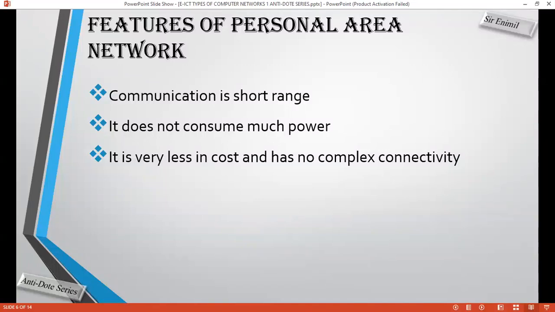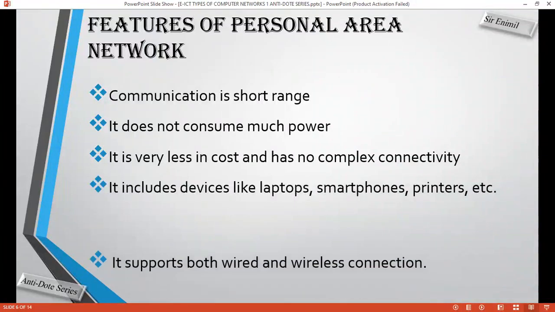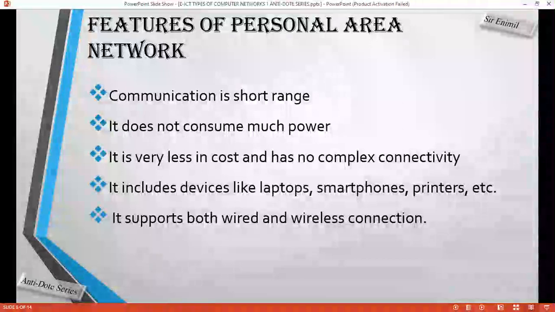So your smartphones, your Bluetooth devices, they are always easy to get. They're always available, not really expensive as compared to the switches and the other things that we need in the other types of networks. Then it includes devices like laptops, smartphones, printers, etc. It supports both wired and wireless connection. Yes, when I started with the explanation of personal area network, I mentioned that you can have wired access or wireless access. So it supports both wired and wireless connection.